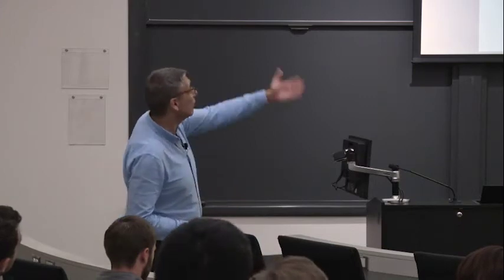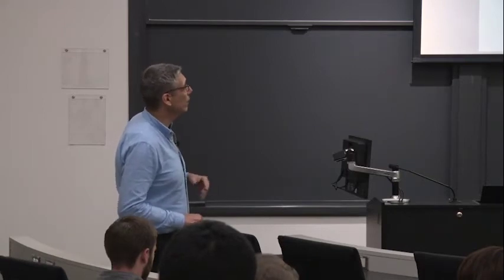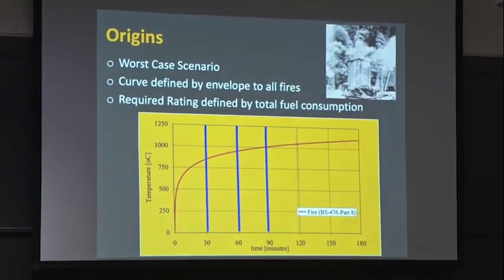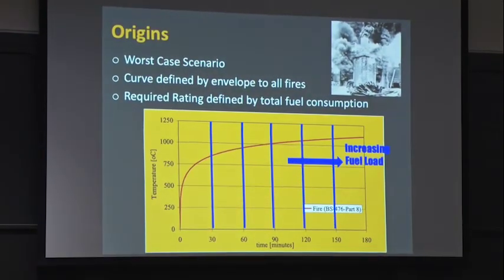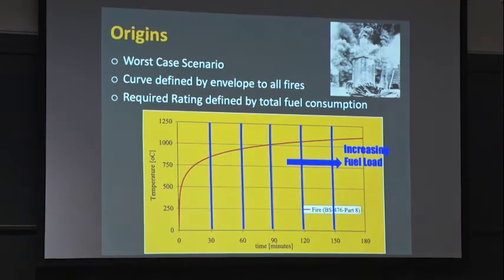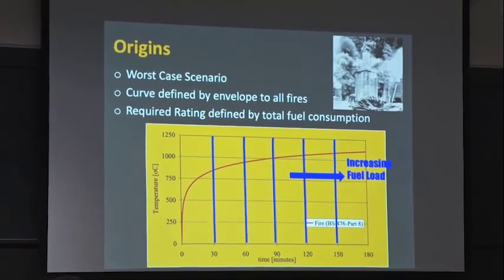So instead of using 120, which is the worst, once you have your curve that is defined by the envelope of all the fires, what you do is you define a required rating by total fuel consumption. Okay? So if you get a hotel room, it burns out in 30 minutes. If you get an office, it burns out in 60 minutes. And they were conservative, so they set it up in gaps of 30 minutes. So if it was 42 minutes, it will be 60. If it was 57 minutes, it will be 60. If it was 61 minutes, it will be 90. Is that okay? And that's it. So all of a sudden, you have the worst possible fire for the longest period of time.